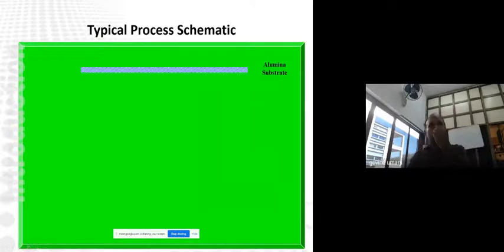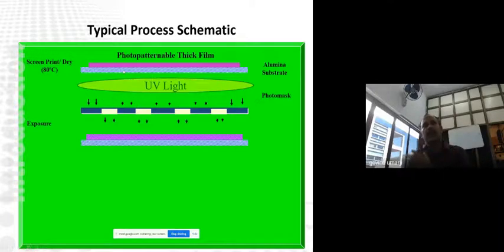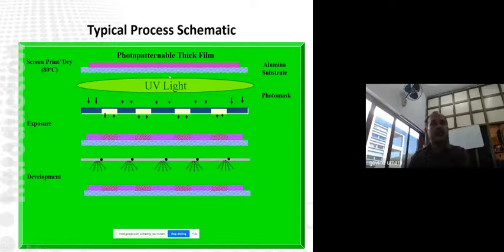So the typical process looks like this: first you have an alumina substrate. Over that, you screen print the entire area with your photopatternable thick film paste.